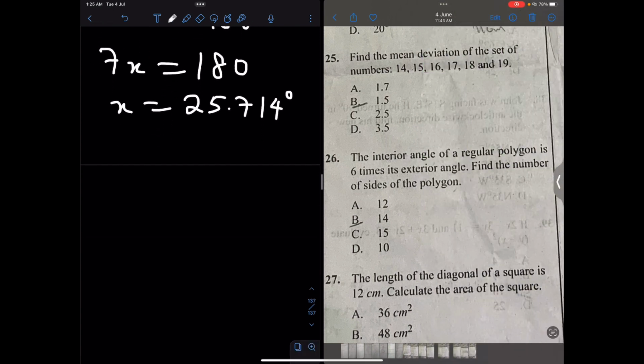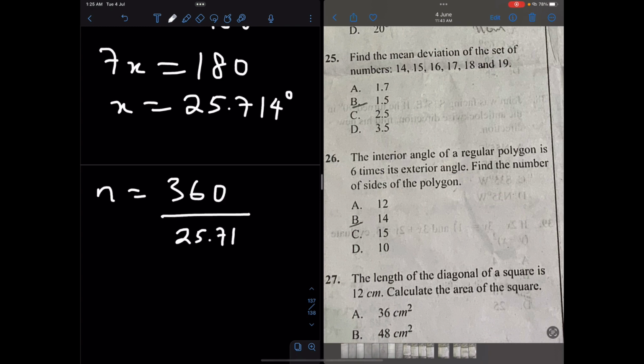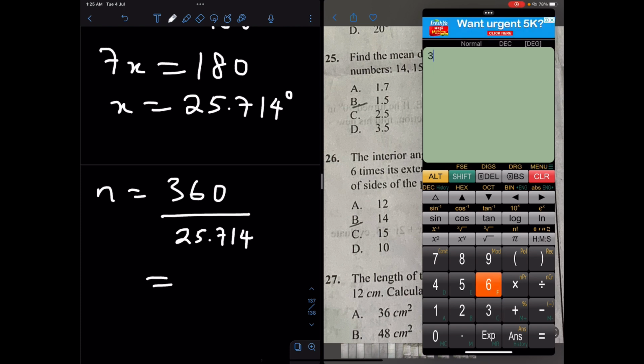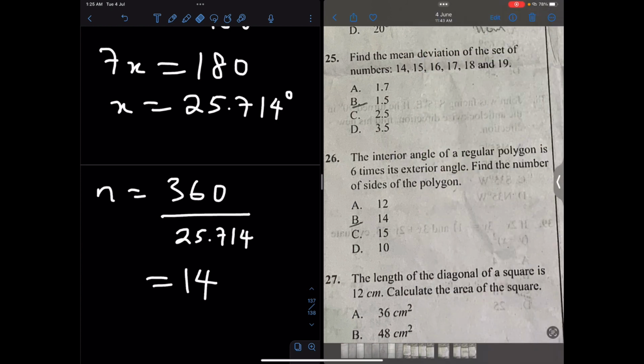Now, how do we find the number of sides? The number of sides of a polygon, n, is given by the sum of exterior angles, which is 360 degrees, over each exterior angle, and each exterior angle is 25.714. That simply means n equals 360 divided by 25.714, and that's 14 sides. That means the polygon has 14 sides. n equals 14. And the correct option is B.